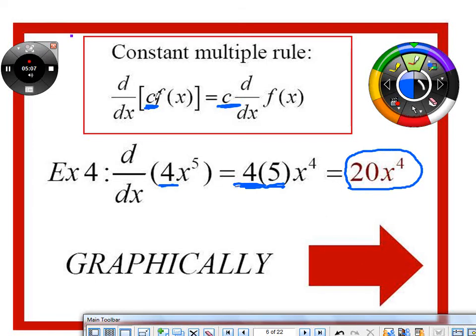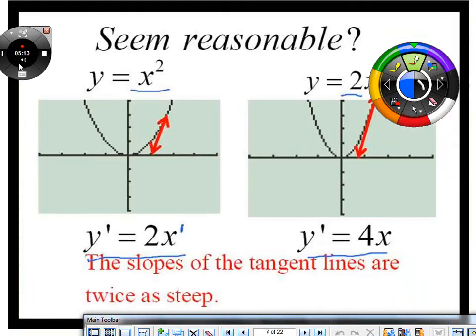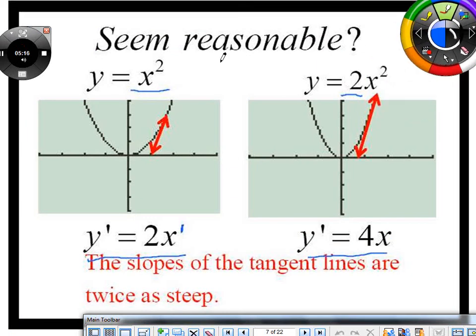Now I just want to look at this graphically to see if it makes sense that we should carry this little constant along for the ride, and just check it out, see if it seems reasonable. If you start off with y equals x squared, we know it's just a parabola like this. Y prime would be bringing the 2 out in front and then reducing this by a power, so that would be 2x to the first, or just 2x.